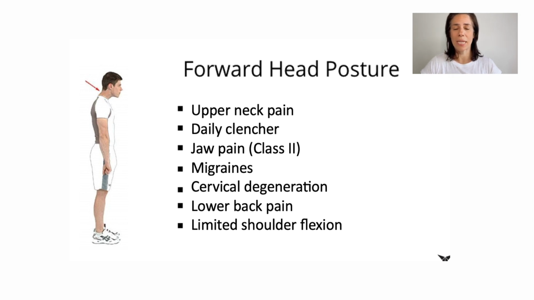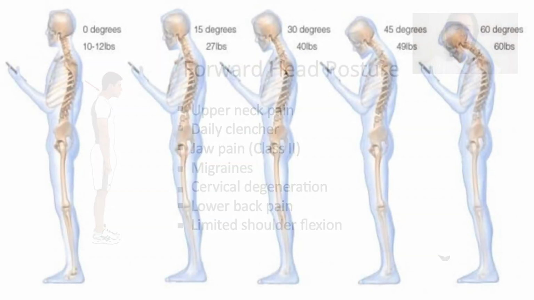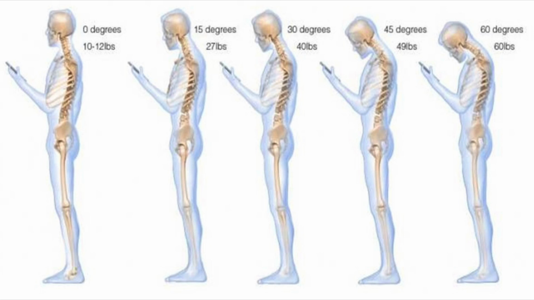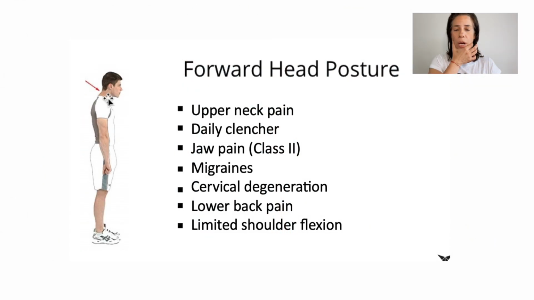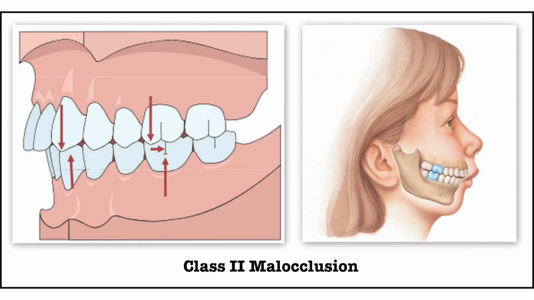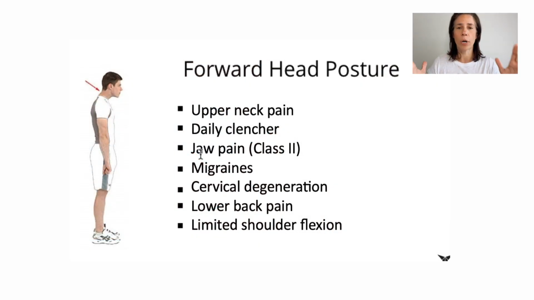Another common myth is that this type of posture develops through texting, but in actuality, what causes forward head displacement is the position of the lower jaw. Typically a class 2 occlusion, which is when the lower jaw is pushed back in comparison to the maxillary, and the movement of the head works opposite to the movement of the mandible. So with this type of posture, you may have upper neck pain, tight jaws, tight neck, migraines, cervical degeneration, lower back pain, and limited shoulder flexion.